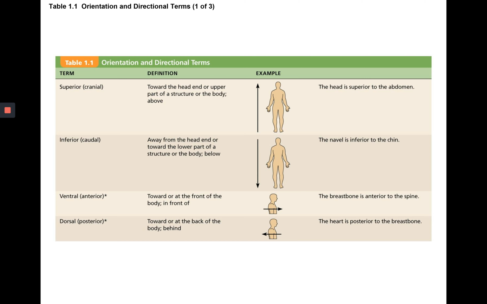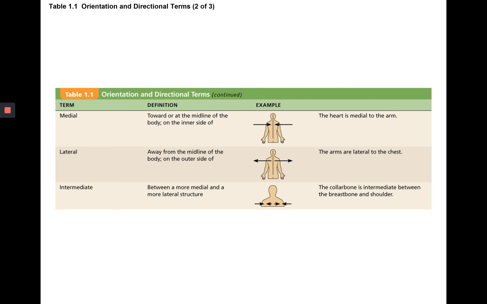There's ventral, which also can be called anterior, dorsal, which also can be called posterior, and ventral is towards the front, dorsal is towards the back. Anterior and posterior are more commonly used in anatomy and physiology. Medial is towards the midline, like the mid-sagittal section. Lateral is away from the midline, like your shoulder is lateral compared to your nose. Your shoulders are closer to the outside compared to the midline, which is where your nose is located. And intermediate is also something that can be used, which is between a more medial and more lateral structure.